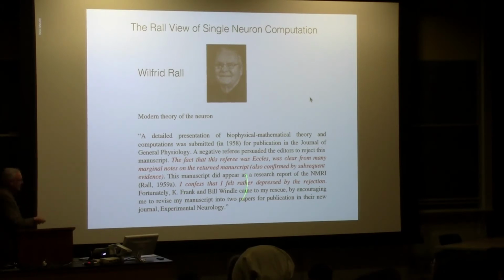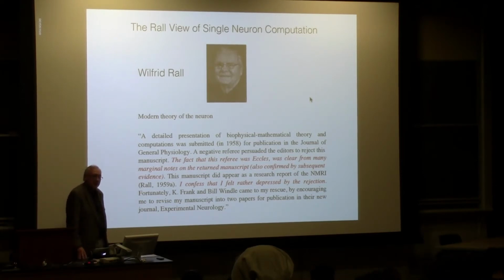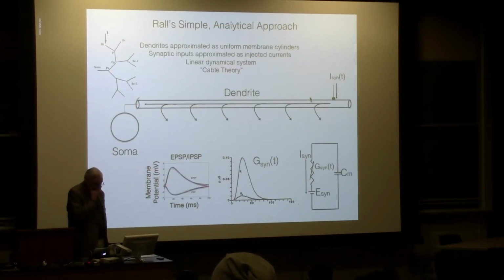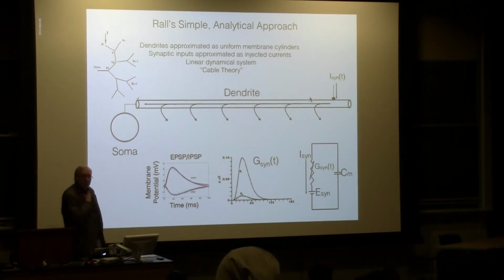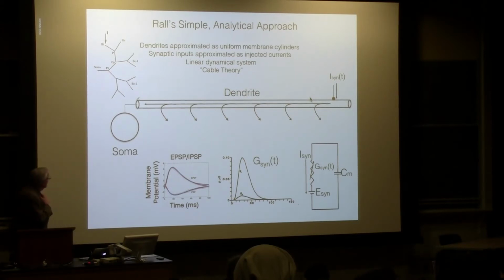I mean, the fact that he would say this in his autobiography is kind of telling. So it's an interesting story of the clash of two brilliant people. They were both brilliant people. But Will Rall gave us the modern theory of a neuron. And so that's what we're going to talk about today. And here's my simple cartoon model of how Will Rall thought about this problem and went about solving it.